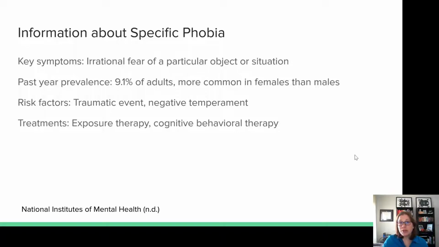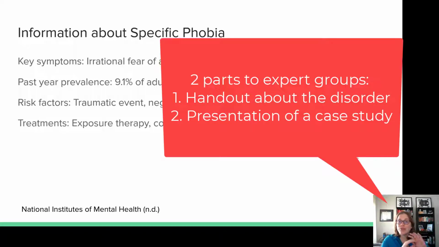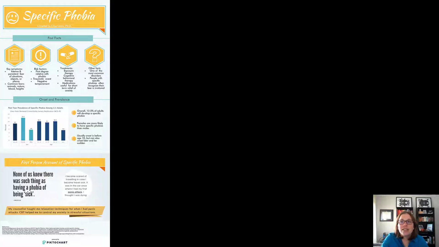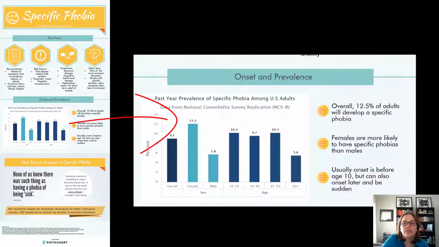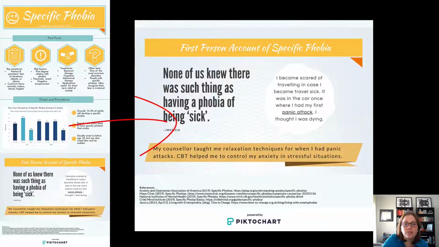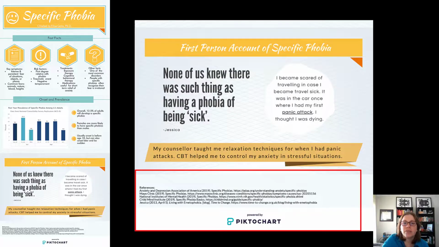So as a reminder, your expert group has two parts to it. The first part is an infographic, some sort of beautifully designed thing. So for example, in my infographic here about specific phobia, I have some fast facts about the key symptoms, risk factors, and treatments. So this is the type of information that you're going to see. And then I have something about the onset and prevalence, and something about a first person account. I have my references down here at the bottom.